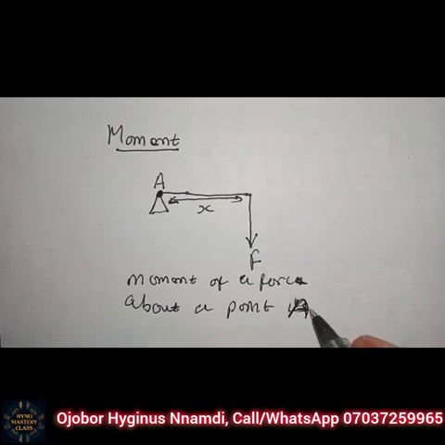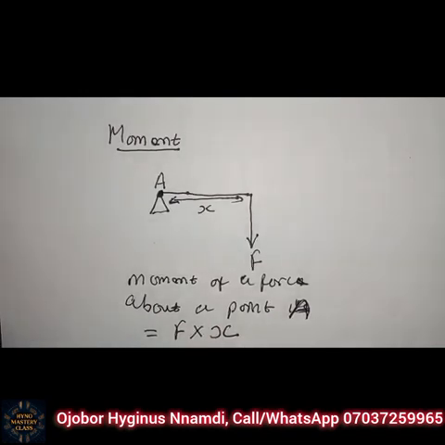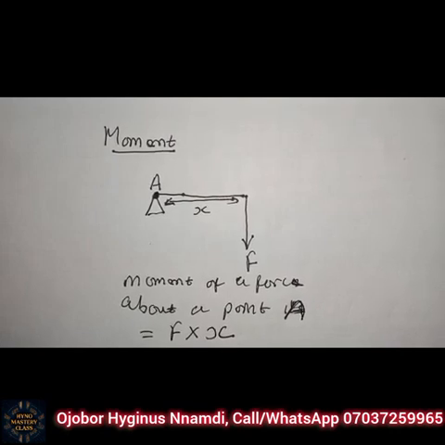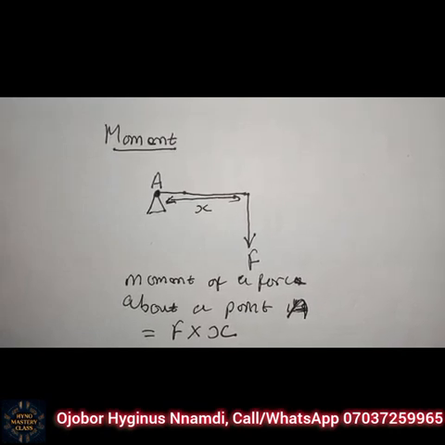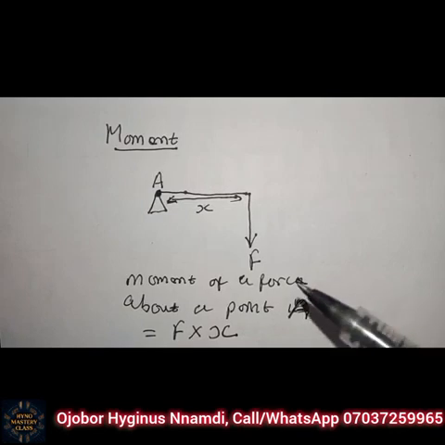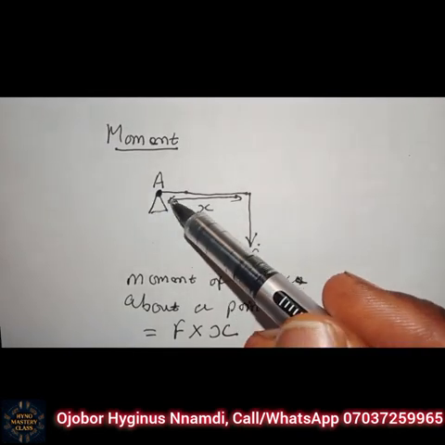Let's use this point A. The moment of a force about the point A equals the product of the force and the perpendicular distance of the force from the line of action of the force to the turning point, or from the turning point to the line of action of the force. That is the product of the force and the perpendicular distance.